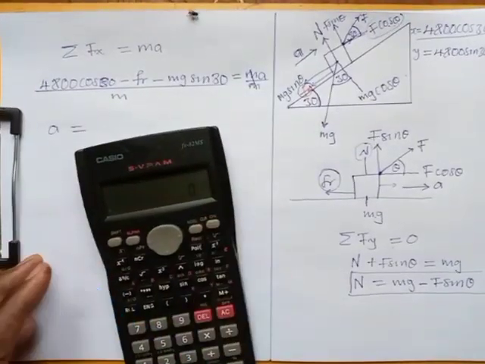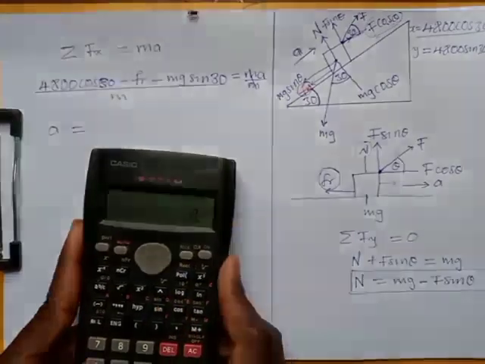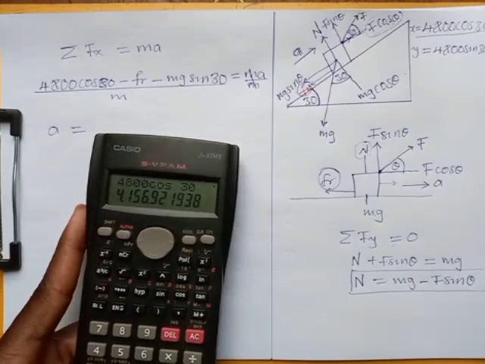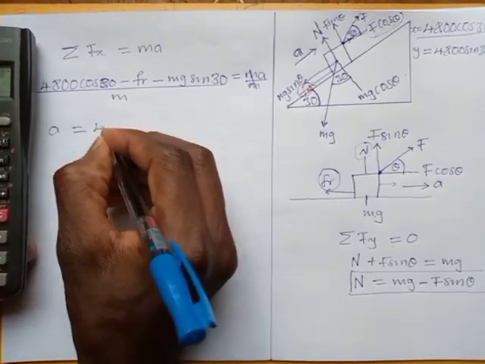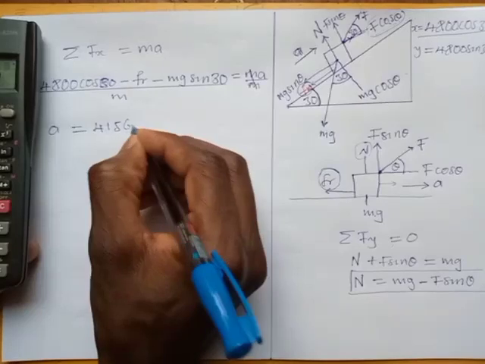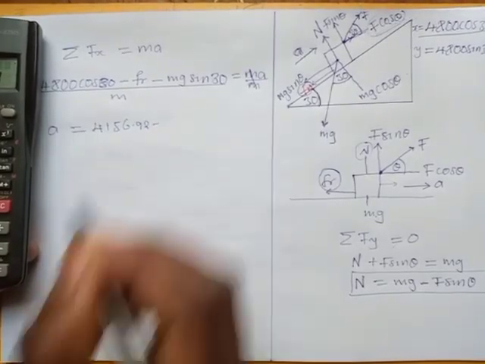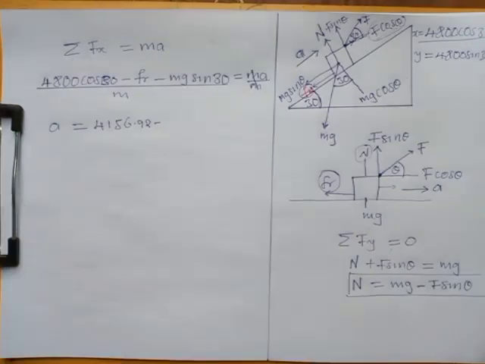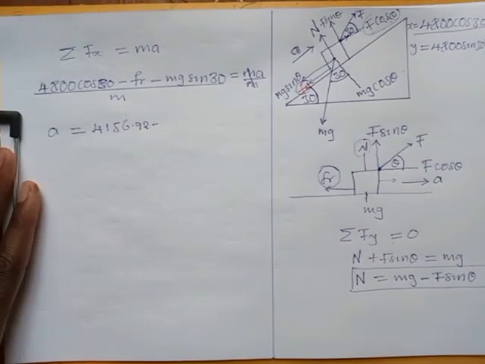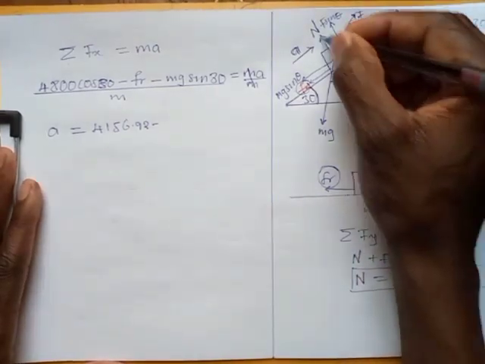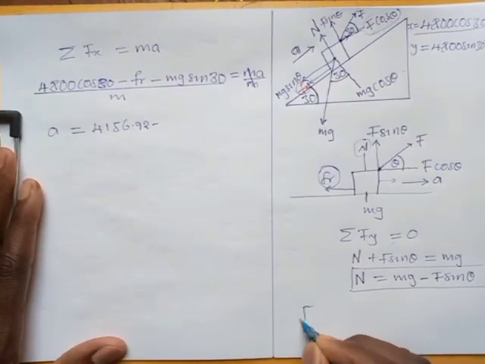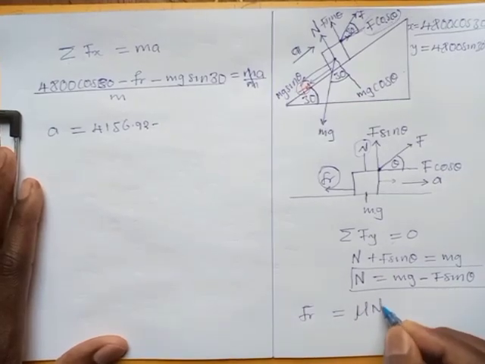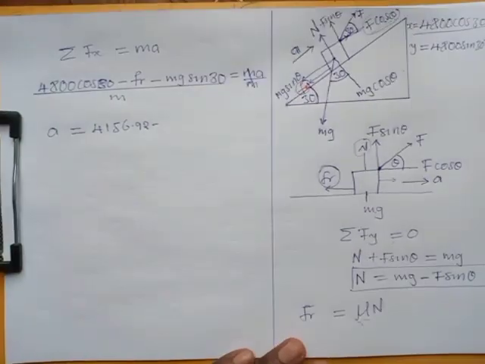Okay, so punching this on the calculator, if you say 4,800 cos 30, we are getting 4,156.92 minus. But you need to be very, very careful when it comes to friction force. I want to demonstrate how friction force is going to be related to the normal force. We know that friction force has to be equal to mu normal. This has to be the coefficient of kinetic friction.